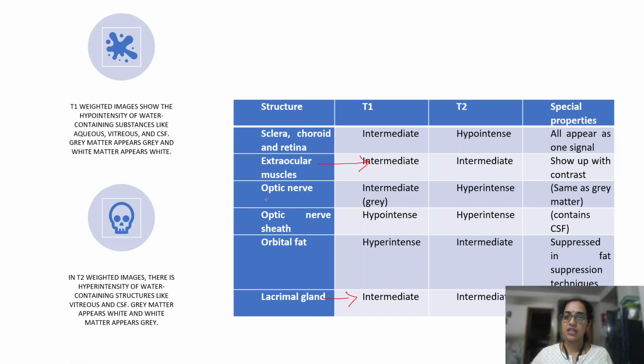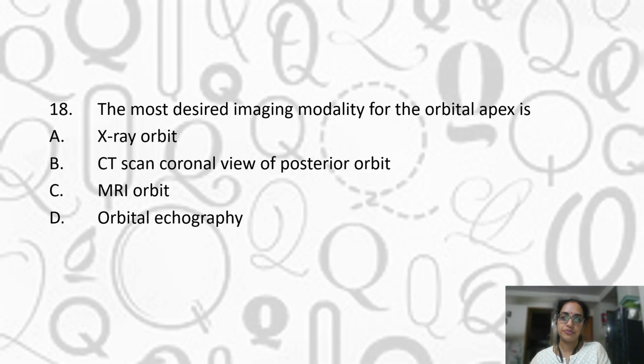What about optic nerve? I told you it is an extension of the gray matter. So intermediate on T1 and hyperintense on T2. Optic nerve sheath is also similar, hypo on T1 and hyper on T2. Orbital fat is always a little bright only. So it is hyper intense on T1 and intermediate on T2. So we need special sequences to suppress the fat to visualize the optic nerve.